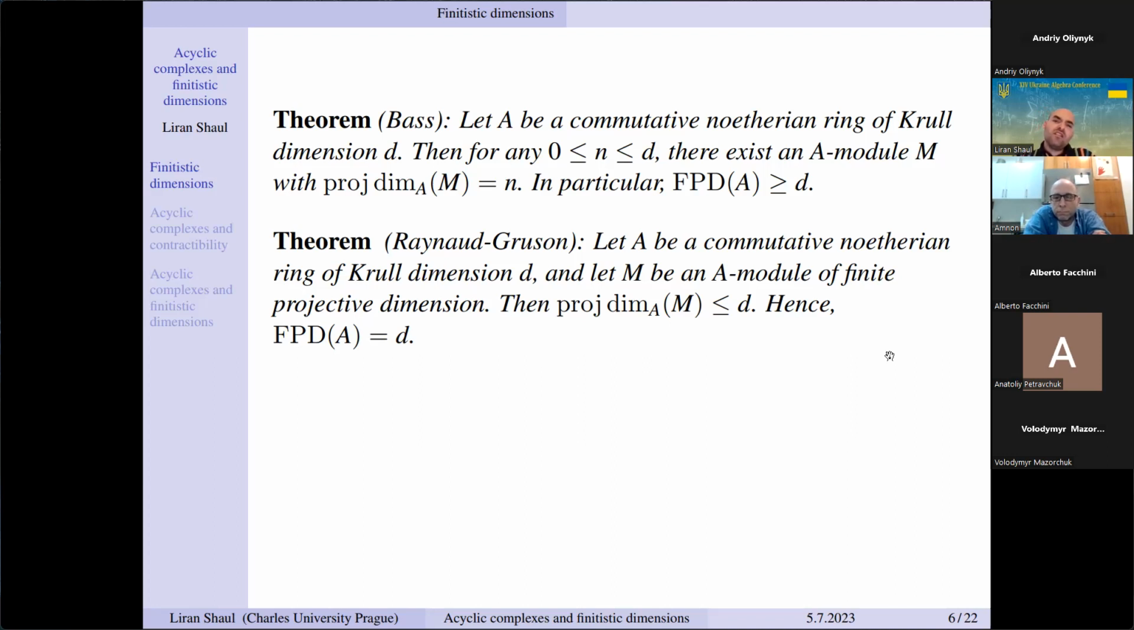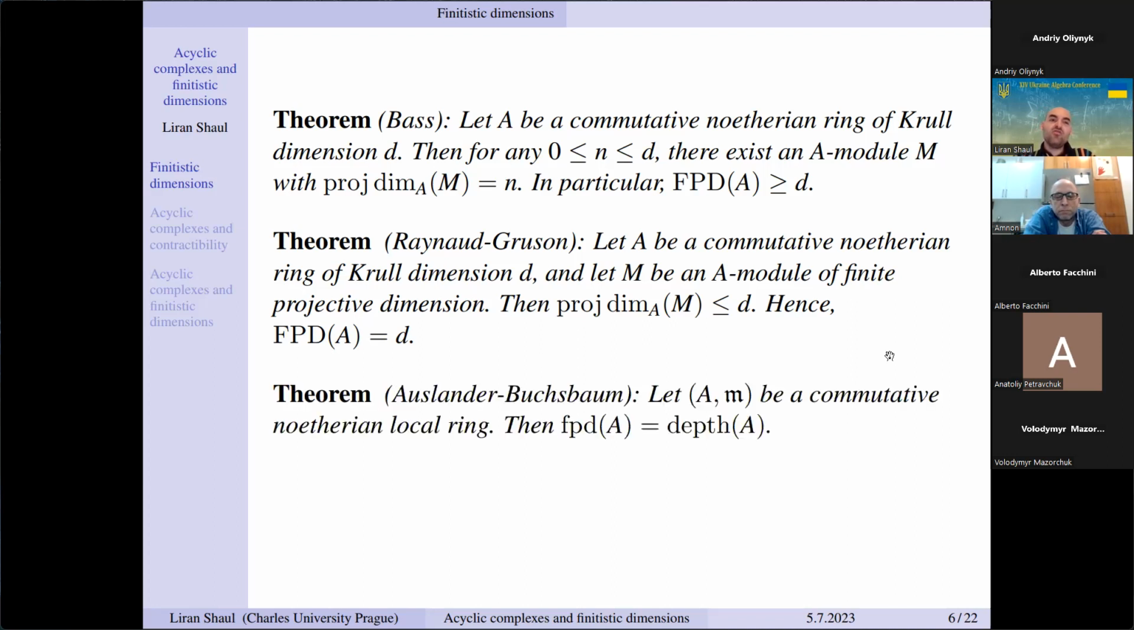What about the small finitistic dimension? Well, this is even easier, at least in the local case, because the Auslander-Buchsbaum formula just tells you that any Noetherian local ring has small finitistic dimension equal to the depth of the ring. So just the maximal length of a regular sequence.